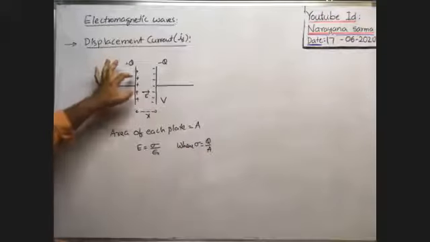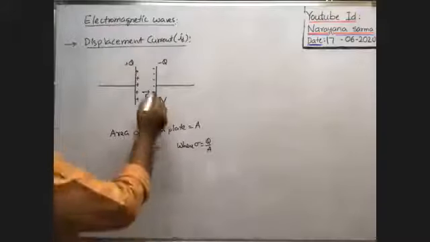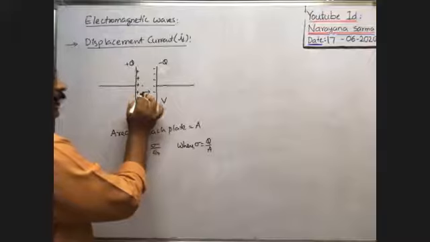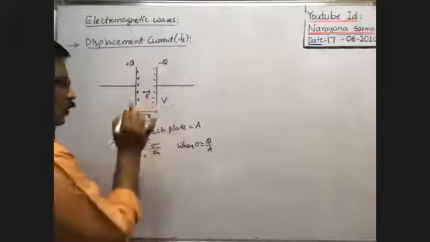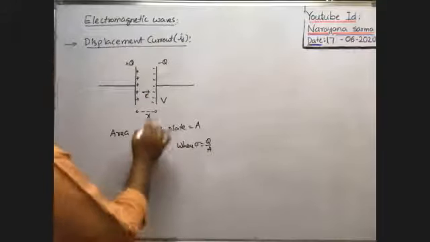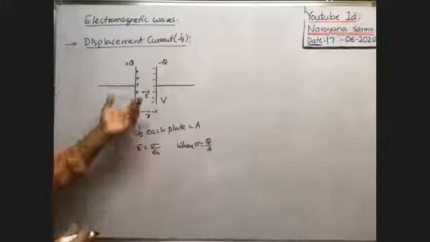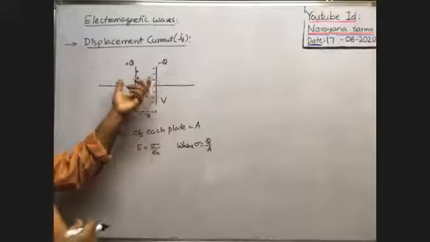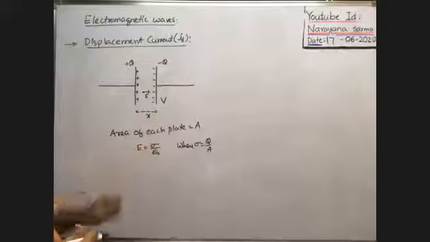If the surface charge density on this plate is sigma, then the intensity of electric field at this point due to this plate alone is sigma by 2 epsilon naught, away from the positive charge. Due to the negative charge also, the intensity of electric field is sigma by 2 epsilon naught, but because of the negative charge it is in this direction. So what is the net intensity of electric field? E is equal to sigma by 2 epsilon naught plus sigma by 2 epsilon naught. That's why sigma by epsilon naught. So in between the two parallel capacitor plates, the intensity of electric field is equal to sigma by epsilon naught.